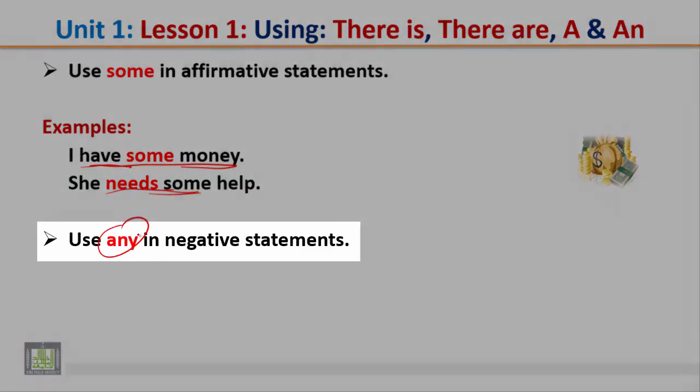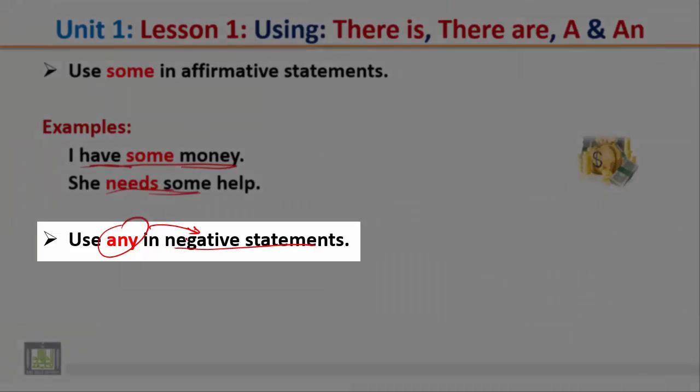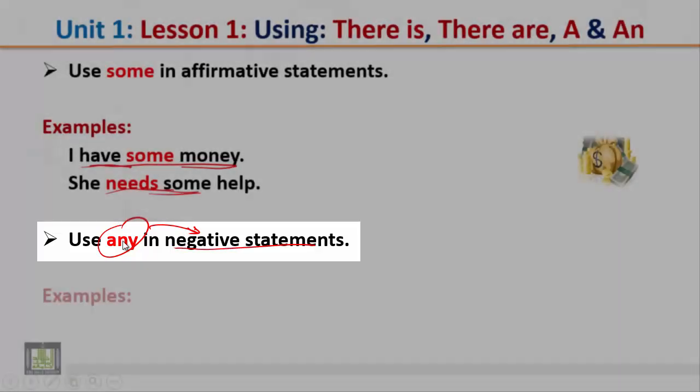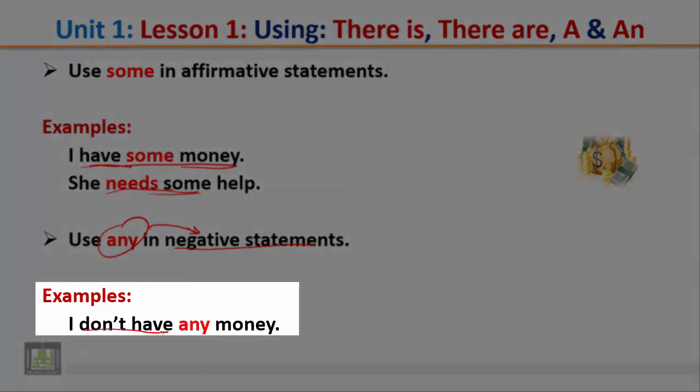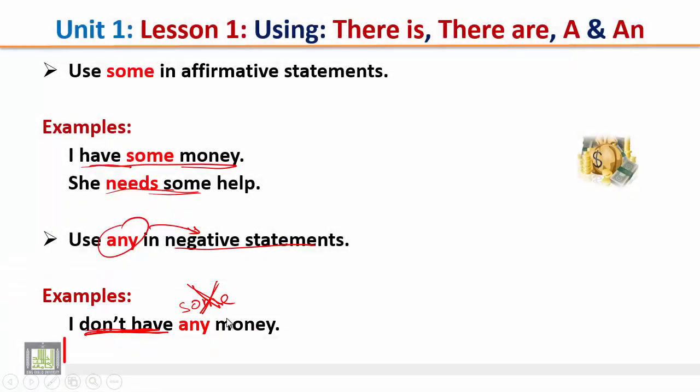Use any in negative statements. Examples: I don't have any money. You see, this is negative. Can we say here some money? No, this is wrong. Why? Because this is negative. We cannot say I don't have some money. You have to say I don't have any money.